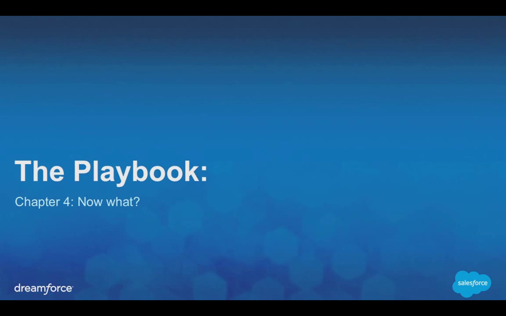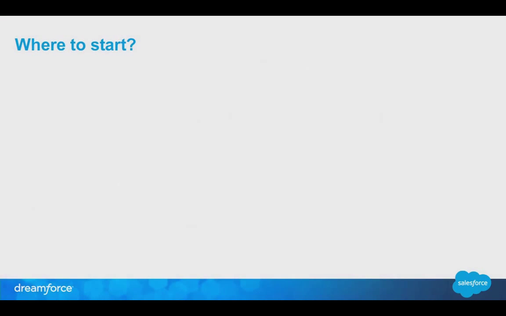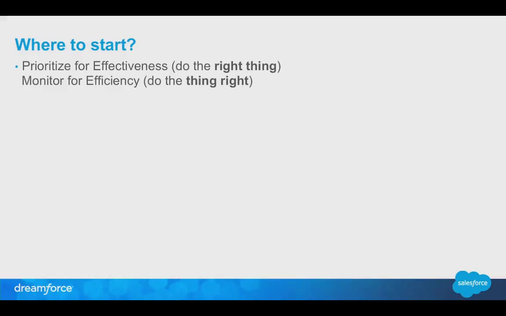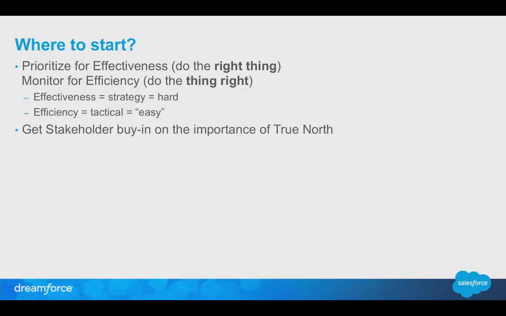All right. So the now what piece? I know we are in extra innings. So between effectiveness and efficiency, I would prioritize for effectiveness, monitor for efficiency. Priority time. You only have time to do a couple things. Effectiveness, it's hard. I get it. Efficiency, it's easier. Get stakeholder buy-in, what's true north.